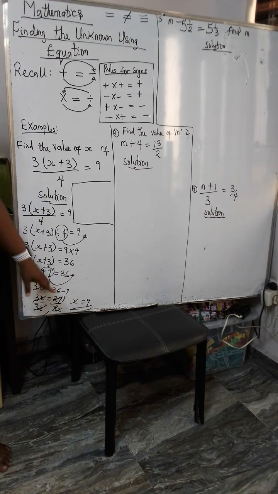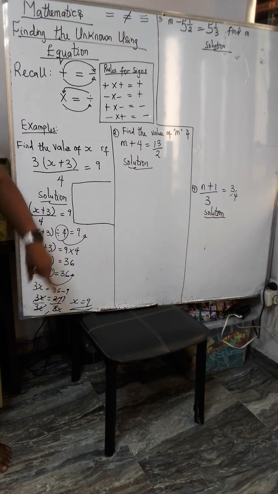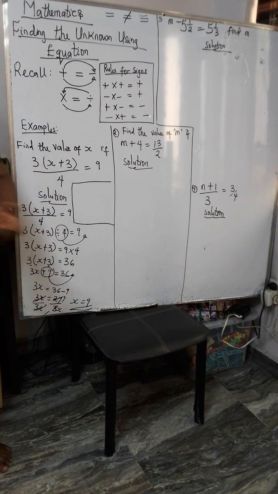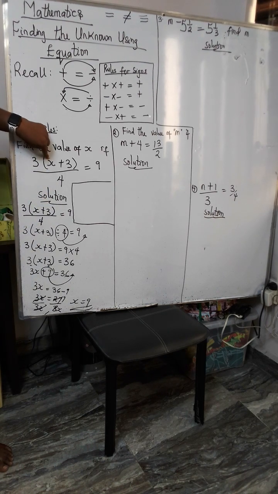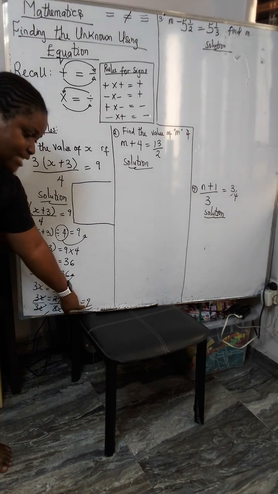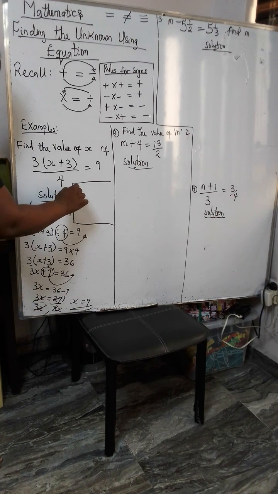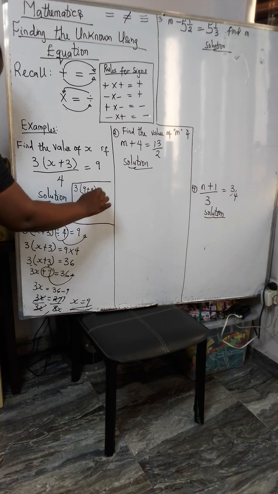Like I said, the value of x, which is 9, will be substituted into the equation. What I mean by substituting is that anywhere we see x, because the value of x here is 9, in place of x, I'm going to write the number 9. So that what I have here is now 3 bracket open, 9 plus 3, bracket close, equals 9, and this is over 4.